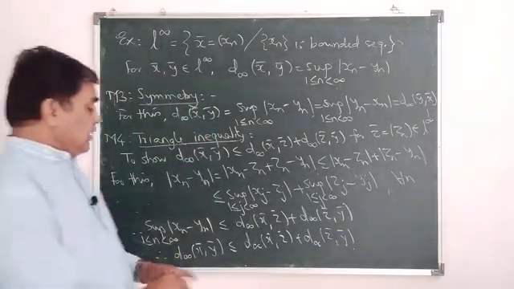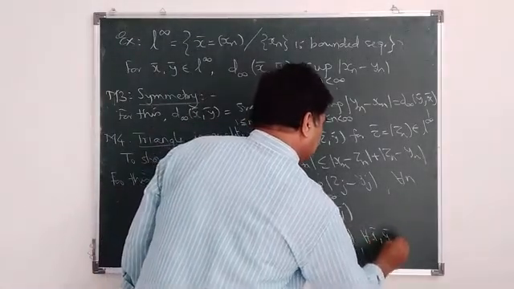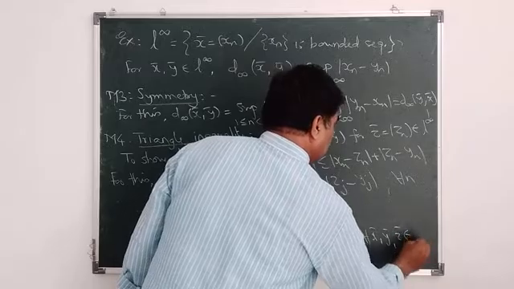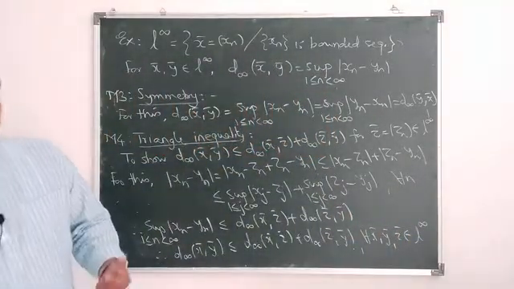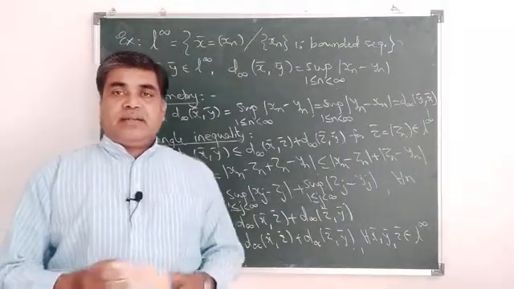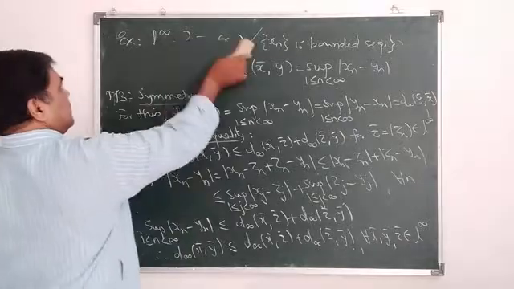And as there is no restriction on the choices of x, y, z, means for any three sequences x bar, y bar, z bar belonging to L infinity. So thus we verified D infinity satisfies all axioms of metric.